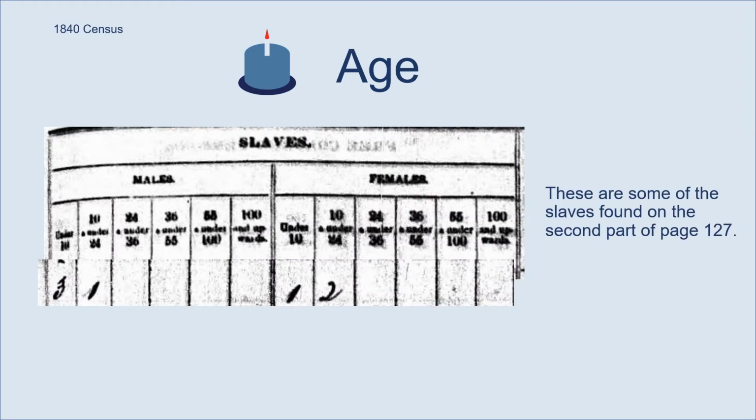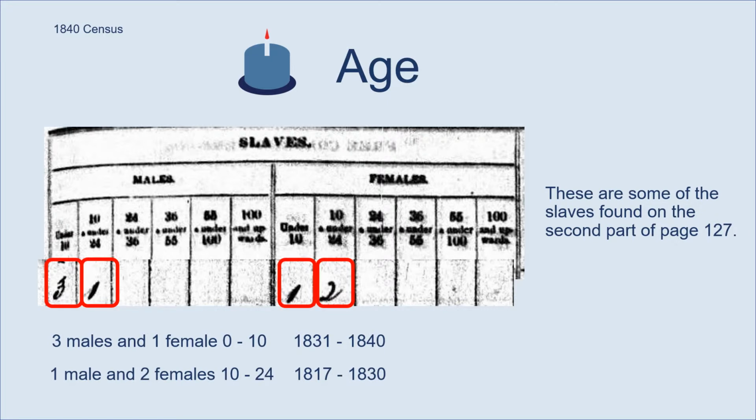These are some of the slaves found on the second part of page 127. 3 males and 1 female, 0 to 10, born 1831 to 1840. 1 male and 2 females, 10 to 24, born 1817 to 1830.